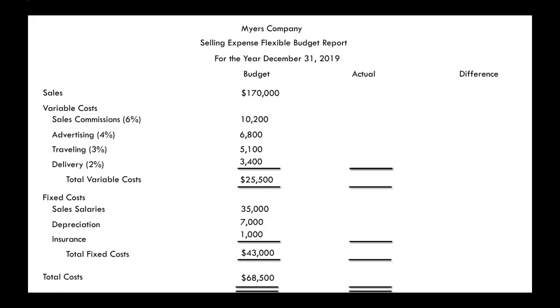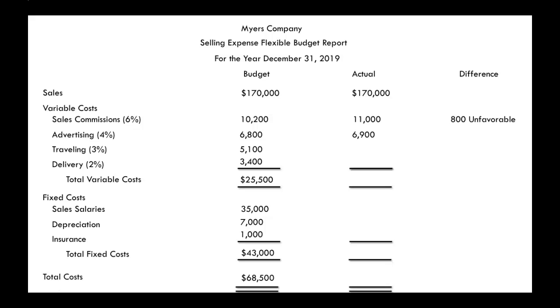Now for actual, well, we know our actual sales was $170,000. Our actual sales commissions were $11,000. So that's $800 more than what we budgeted for, right? So the difference is $800, but we also will want to say that that's unfavorable because we had more in sales commission costs than what we expected according to our budget.